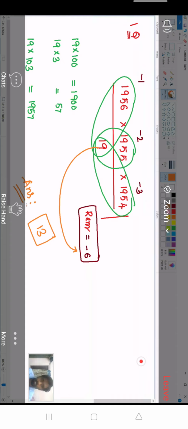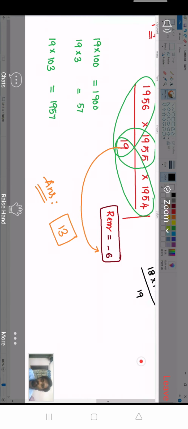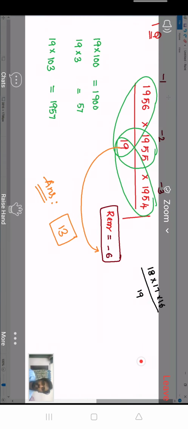If you use the conventional approach, what happens? I already know some of the students applied the conventional positive remainder. It will be time consuming. 1956 by 19, what is the remainder? Remainder is 18, remainder is 17, remainder is 16. Then dividing with 19 again, finding the product of the remainders and dividing will be a little time consuming. So that is the reason, just use the concept of negative remainder in order to arrive at the answer. I hope you are able to get clarity on it.